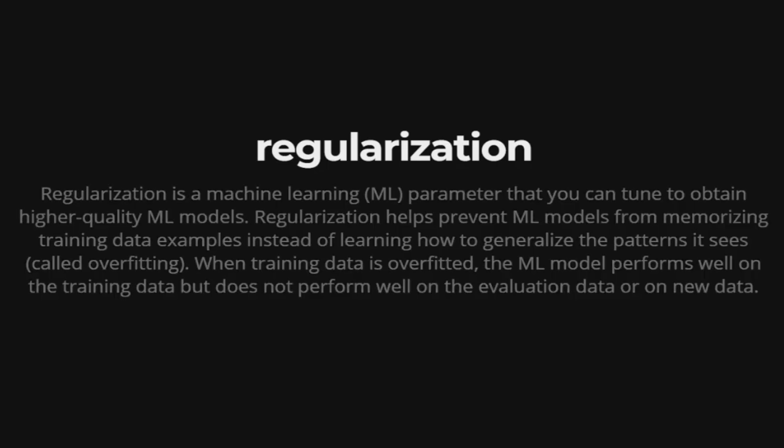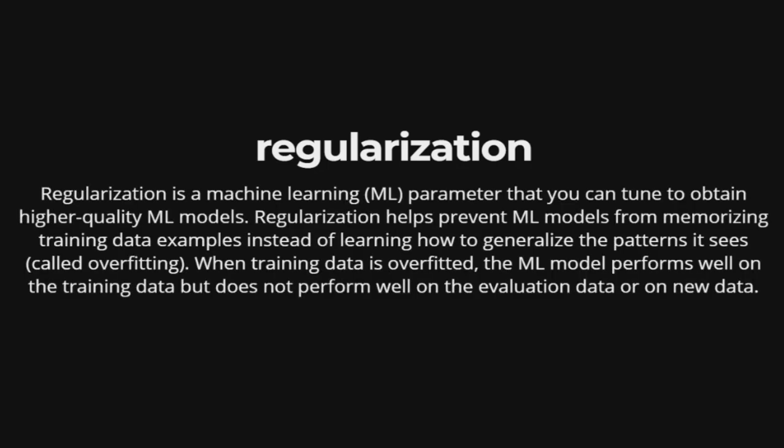Regularization. Regularization is a machine learning, ML, parameter that you can tune to obtain higher quality ML models. Regularization helps prevent ML models from memorizing training data examples instead of learning how to generalize the patterns it sees, called overfitting. When training data is overfitted, the ML model performs well on the training data but does not perform well on the evaluation data or on new data.